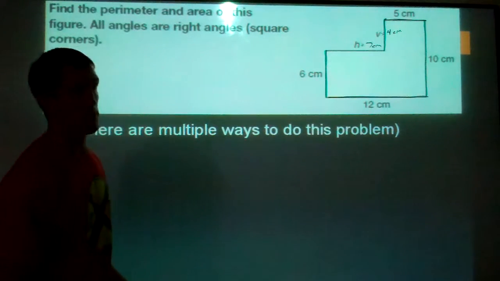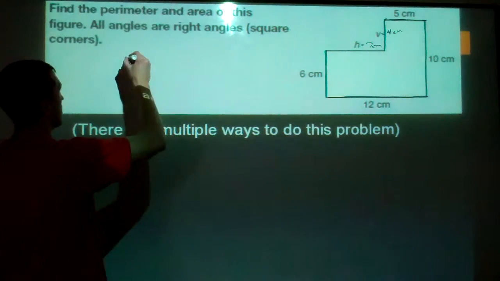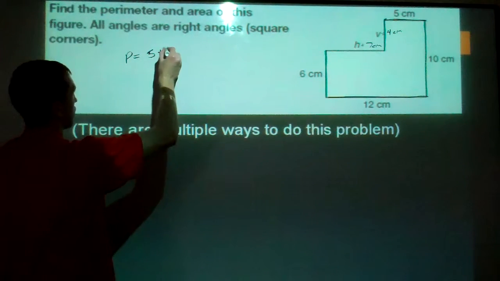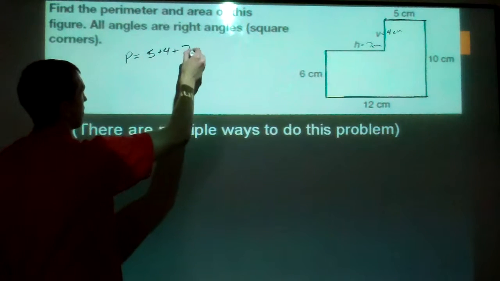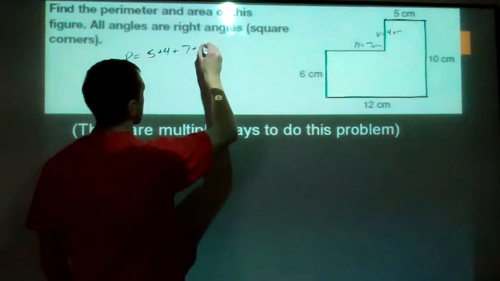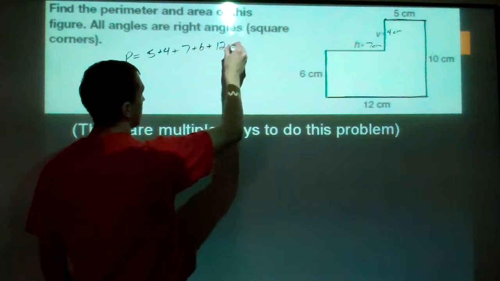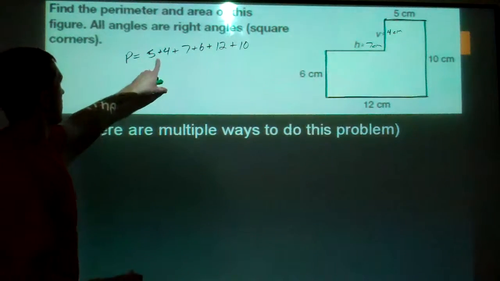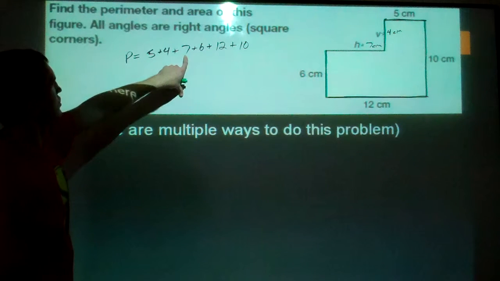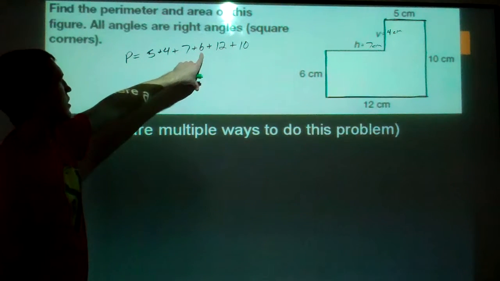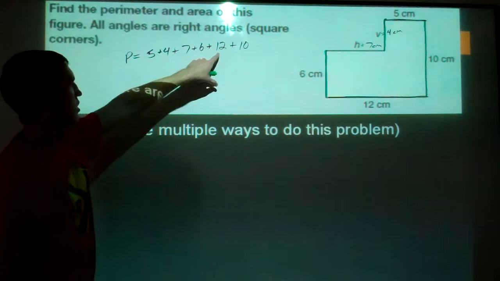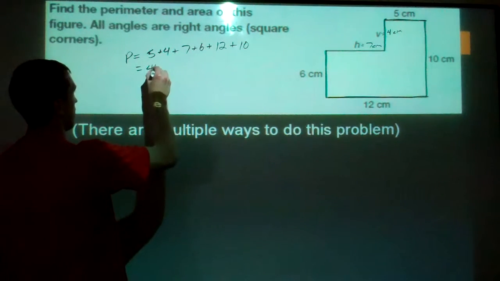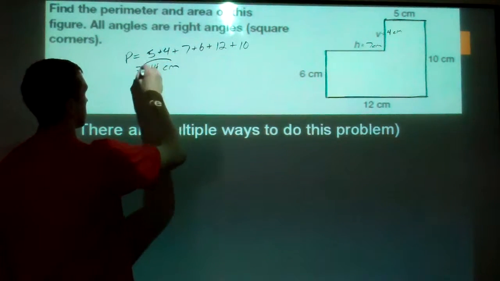So now we can add up all of our sides for perimeter. So we have 5 plus 4 plus 7 plus 6 plus 12 plus 10. So we've got 9, 16, 22, 34, 44. So perimeter, 44 centimeters.